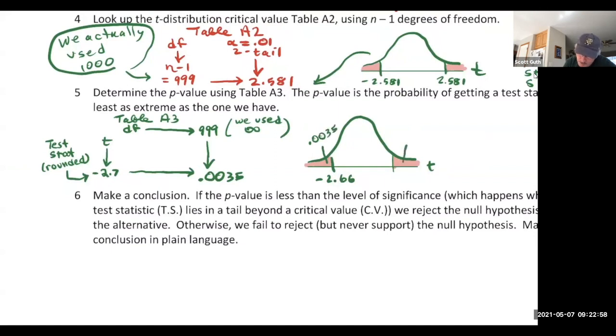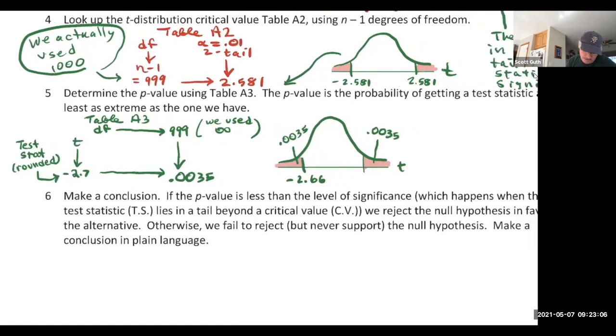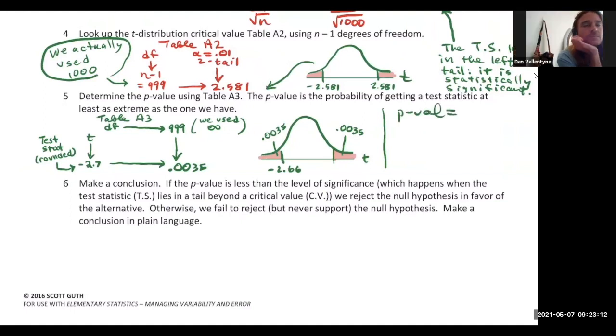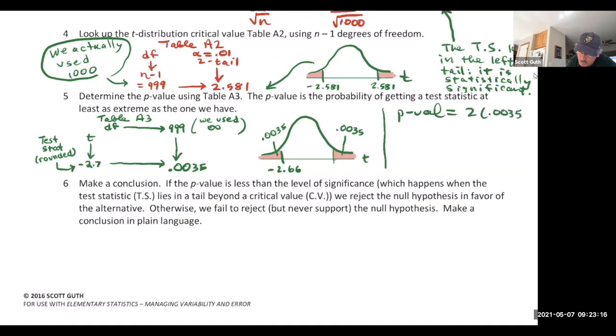But do remember, you have to double this on the two-tailed test. So for our p-value, you're going to do 2 times 0.0035. So we'll just say 0.007.